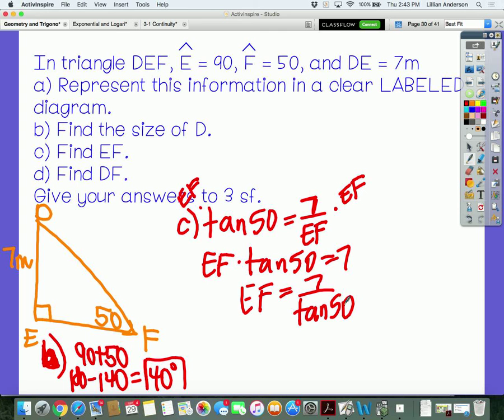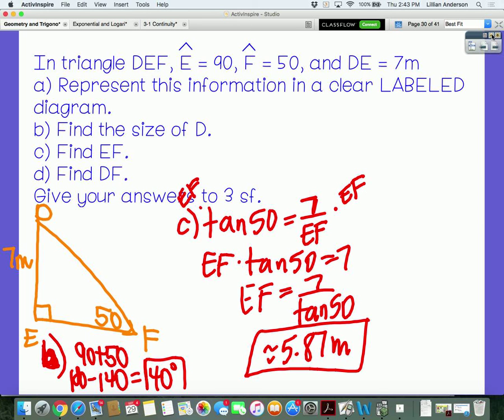Now, if you use angle D, which is 40, you still would probably use tangent, but you'll just end up multiplying 7 by the tangent of 40, and you'll still get the same answer, which is what? 5.87? Okay. Questions on that? All right. And then to find DF, what do you do?